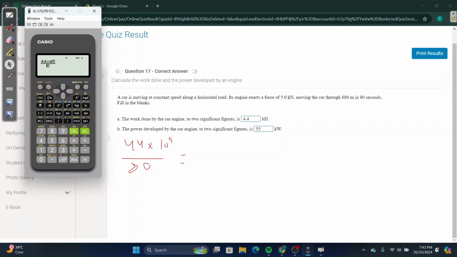10 to the power of 5 over 80, 55,000. 55,000, now they want kilowatts. So 55,000 divided by 1,000, which means you just cross out the 3 zeros. 55. Okay.